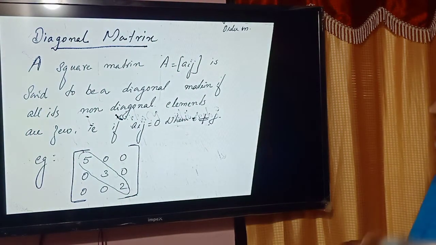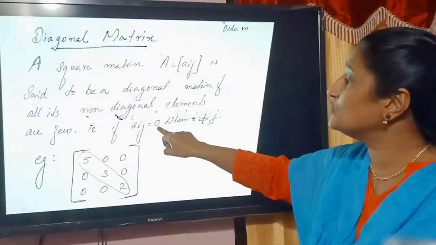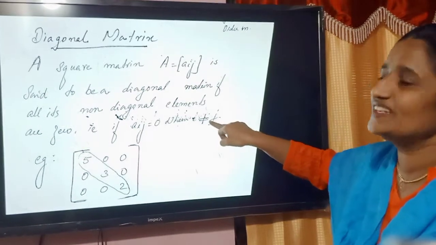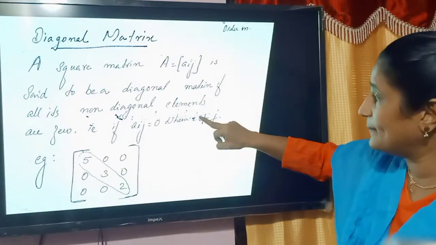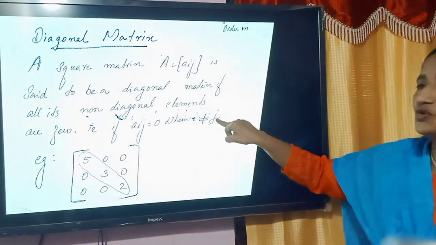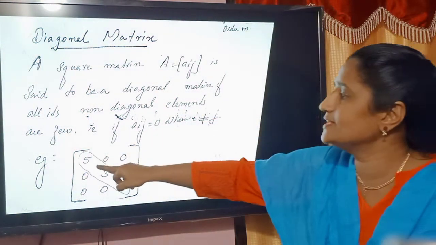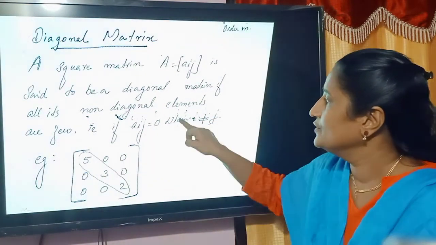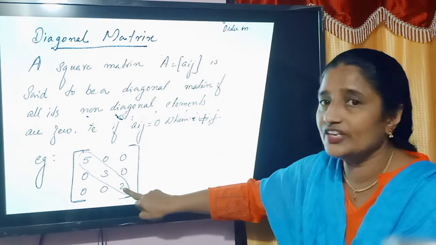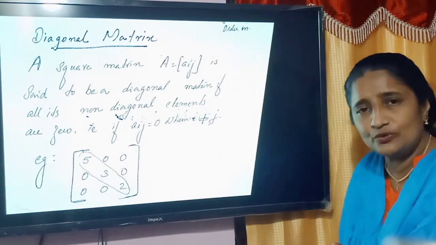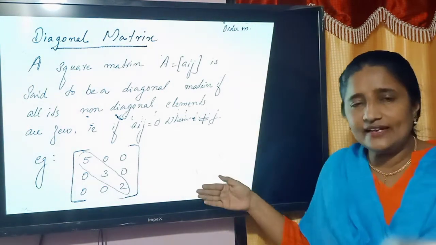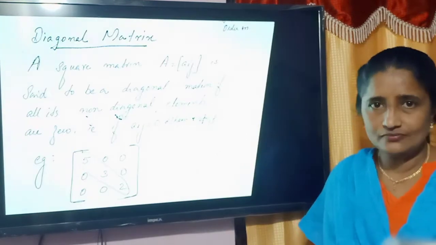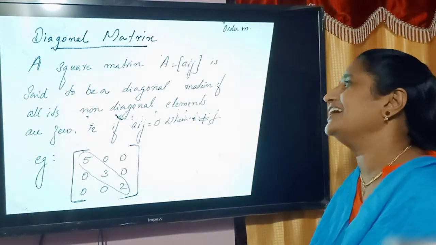And symbolically we can write, Aij is equal to 0 when i not equal to j. What is the meaning of i not equal to j? What happens if i is equal to 1 and j is equal to 1? 1, 1 means this is the first term, A1,1. Now what about A2,2? This. A3,3, this. That means diagonal elements should be there, but the rest of the elements are 0. That is the meaning of a diagonal matrix.